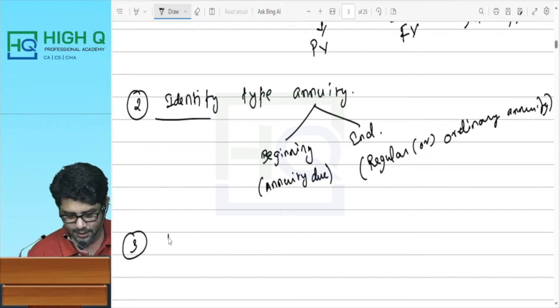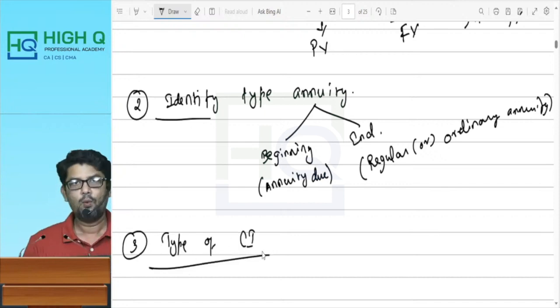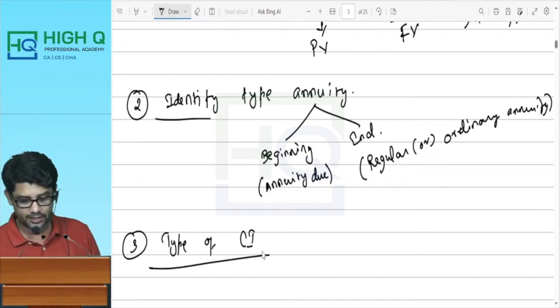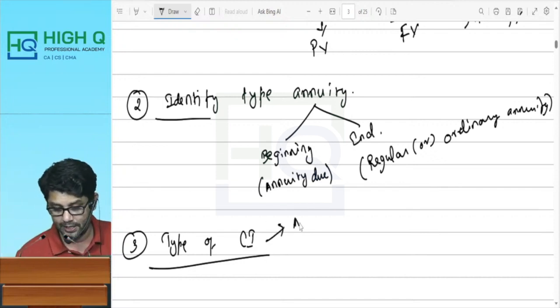Third one is type of compound interest. What is meant by the type of compound interest? We need to check whether the interest is calculated annually, half yearly or quarterly, etc.